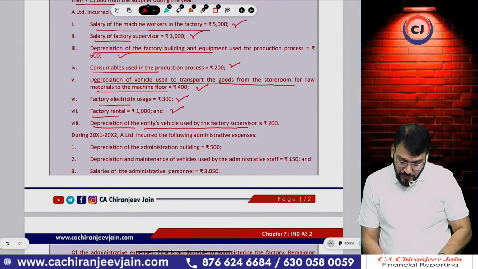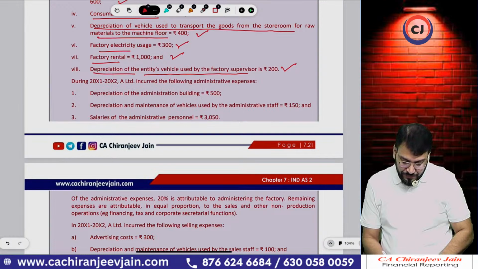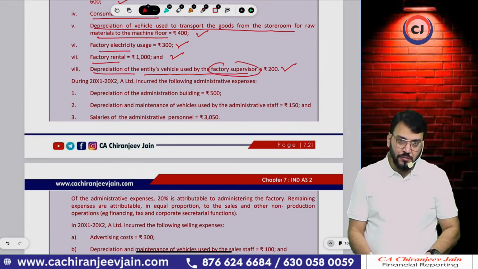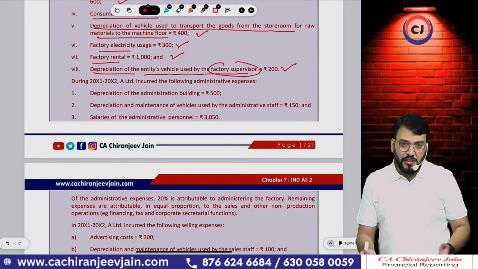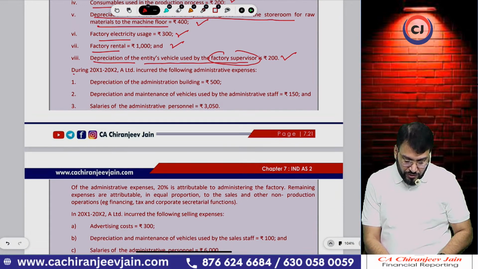Depreciation of the entity's vehicle used for factory supervisor. Why not? Factory supervisor will be added. Why will it not be added? Why? Factory supervisor, right? It is an indirect cost.